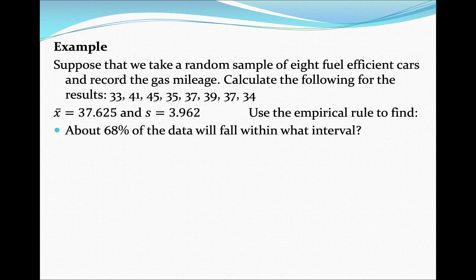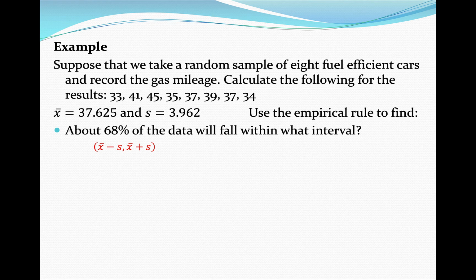So the general rule is this. If you have a mound-shaped distribution, we know about 68% of our data is within 1 standard deviation of the mean, about 95% is within 2 standard deviations, and about 99.7% is within 3 standard deviations. So essentially, if we want to know where about 68% of our data will fall, you simply take the mean and subtract the standard deviation, and you take the mean and add the standard deviation. We typically write this in interval notation because that's what it is. Within this interval is about 68% of our data.